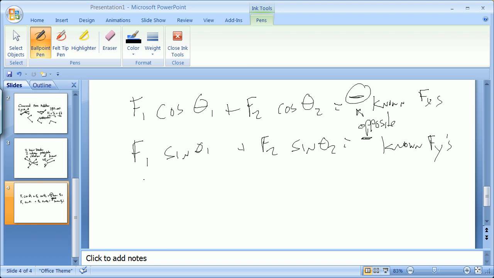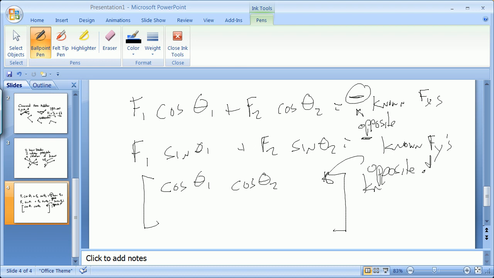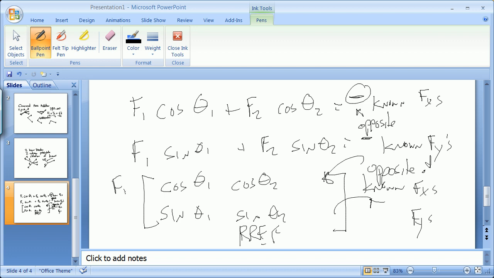In a matrix, the matrix you make, and you can immediately start doing that, would be just this: the cosine of theta 1, the cosine of theta 2, and then the opposite of the known f sub x's. And then the sine of theta 1, the sine of theta 2, and then the opposite of the known f sub y's. You use the RREF and you solve immediately for F1 and F2 and you're done. Even easier than doing it by sliding vectors, I would say.